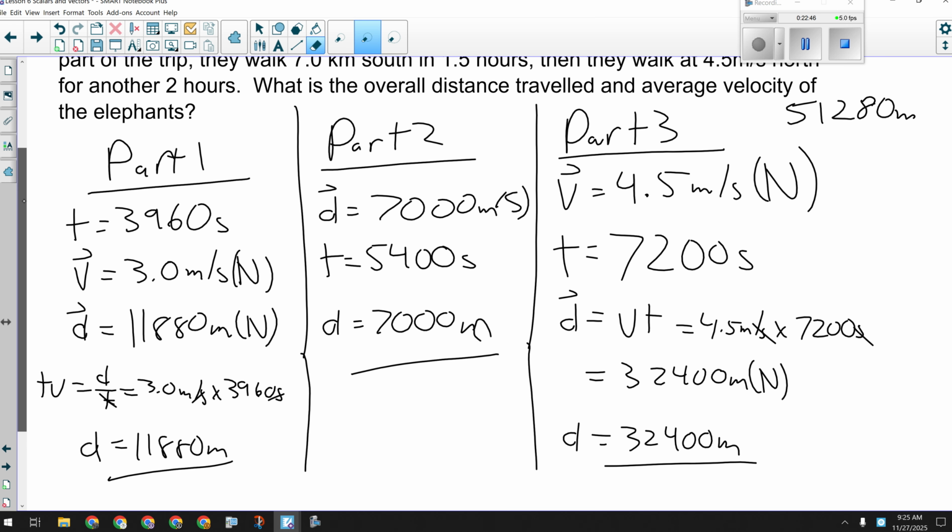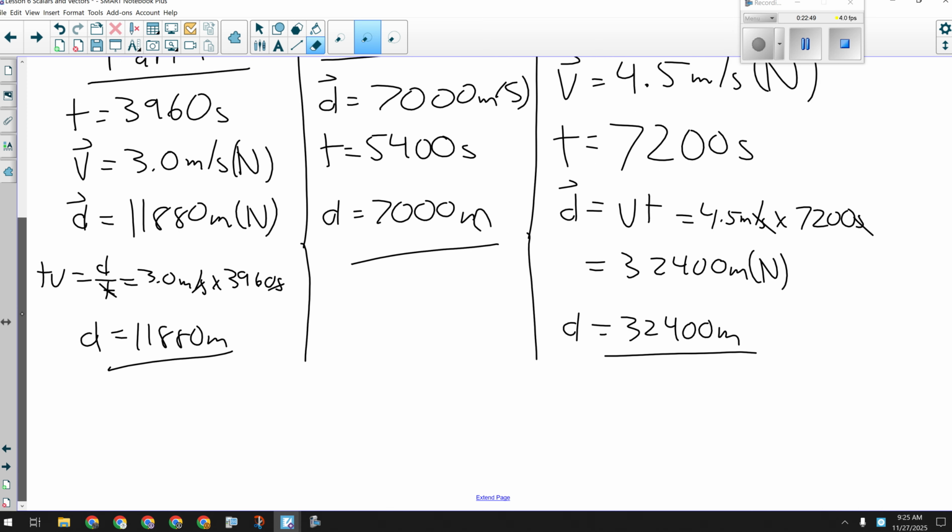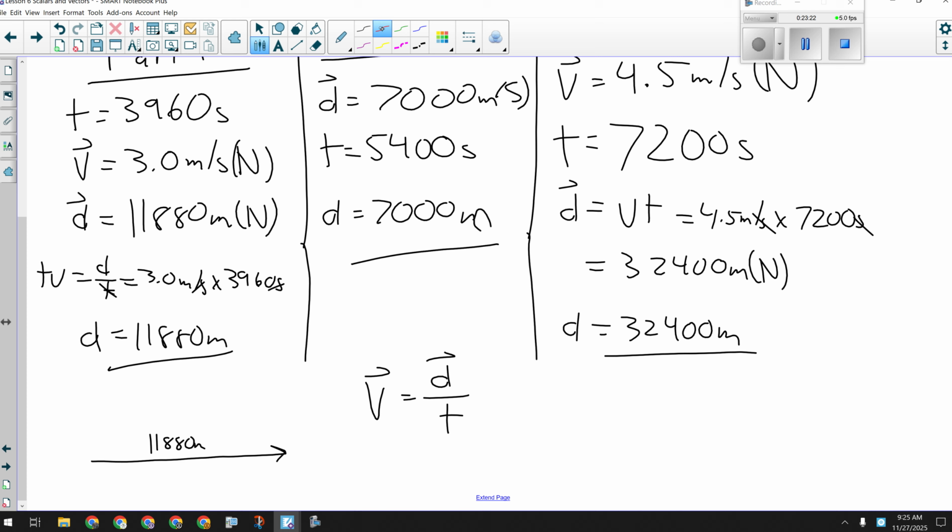So let's do the second part of this. What's the average velocity of the elephants? Average velocity is the total displacement divided by the total time. Now, displacement's a vector, so now direction matters. In parts 1 and 3, the elephants walk north. In part 2, they walk south. So I've got to take that into account. Here's part 1, that's 11,880 meters to the north. I'll say that way is north. And then in part 2, they walk 7,000 meters south.